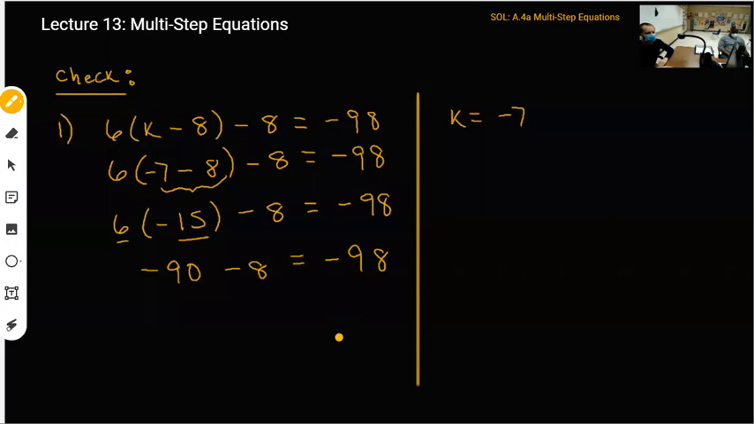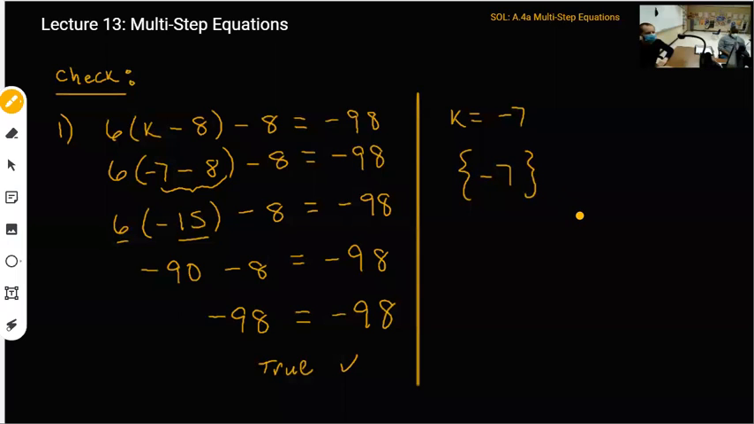The left-hand side, I can put those two numbers together, right? Negative 90 minus 8, that's going to give me that negative 98. So the two sides are equal. We call that a true statement. So that means that negative 7, my solution, is going to belong inside the solution set. And it's the only number that does. Okay?